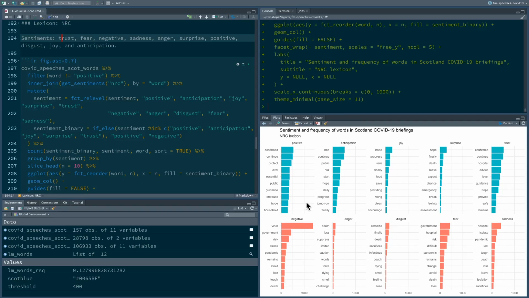So we can see what are some words that we might classify as anticipation or joy or surprise or trust, versus some that are more like sadness, anger, disgust, or fear. For example, the word death shows up under anger. The word confirmed shows up under trust. But I'm not necessarily sure that is a positive sentiment trust statement. It is probably more about how many confirmed cases there are. So we're seeing some of these show up as things that make sense in terms of the sentiment assignments.